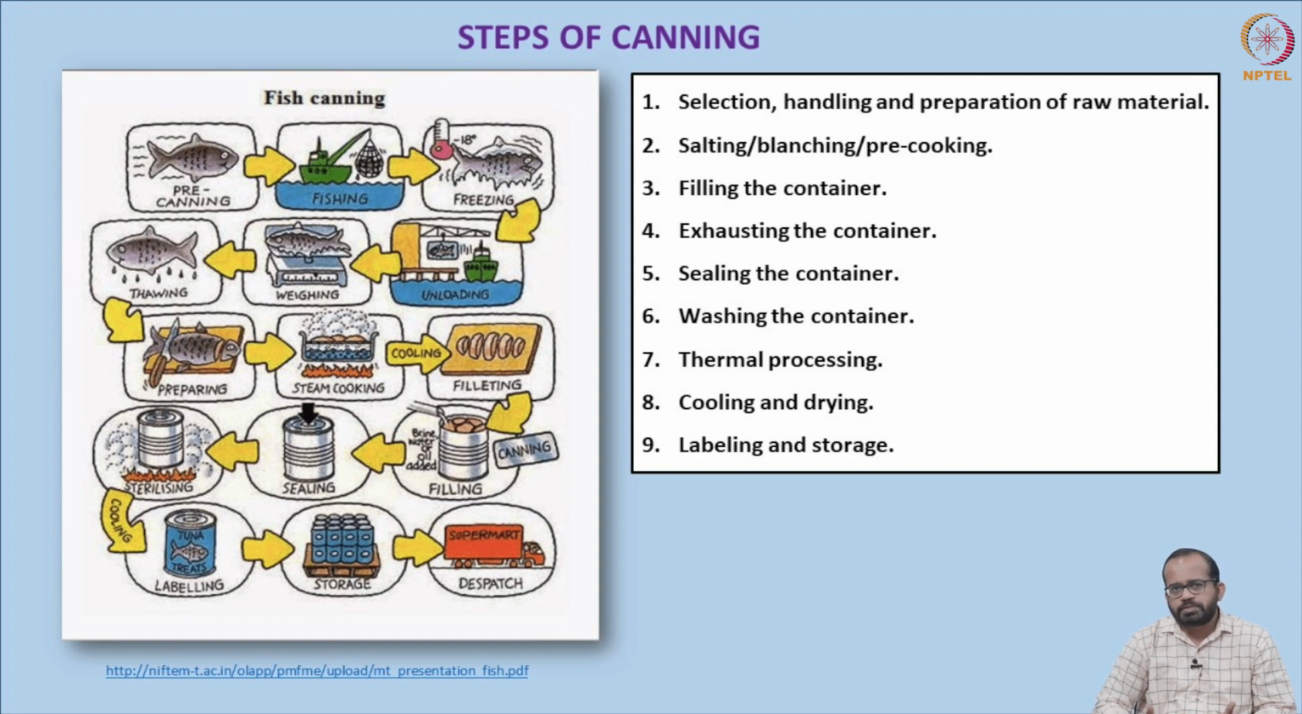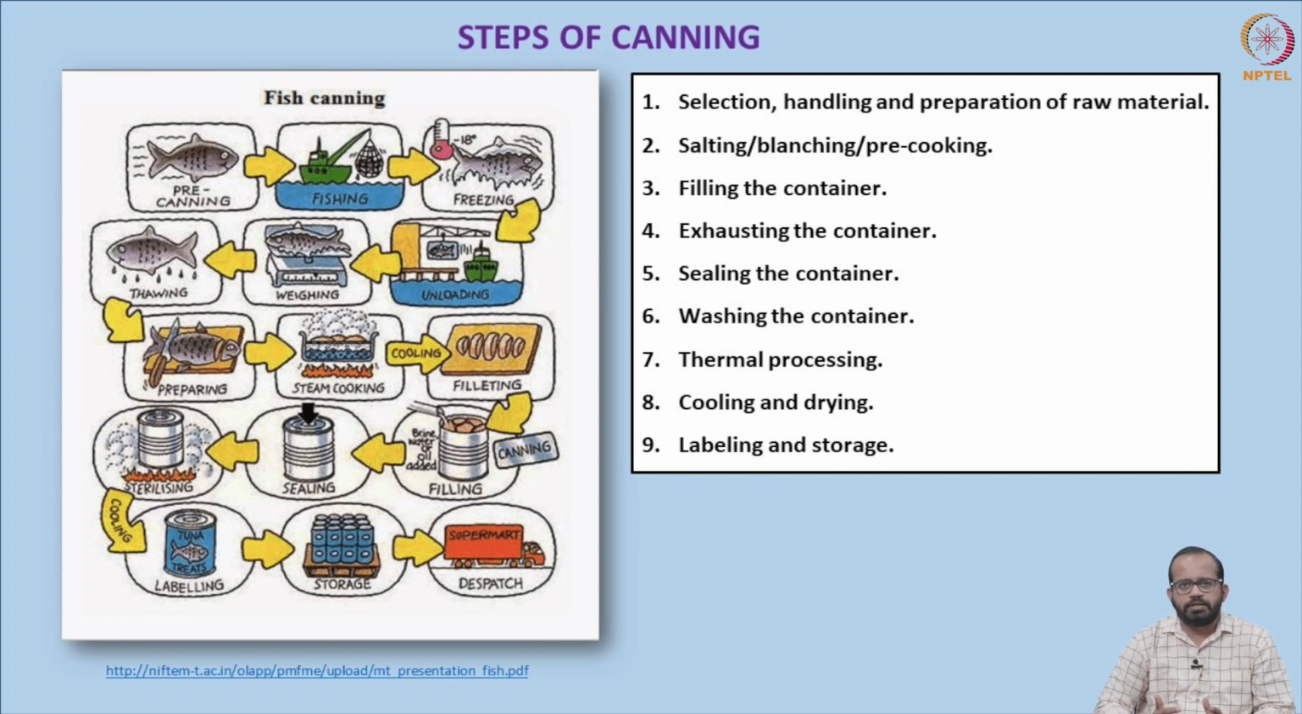Then it will be the pre-processing of the raw material, which is usually either salting, blanching, or pre-cooking, depending on the type of the raw material. The third process will be filling the container. There are standard procedures for filling the container. Then exhausting the container to remove the air. Then sealing the container, either hermetic sealing, double seaming, or thermal sealing or heat sealing, depending on the type of container we are going to use. Then washing the container. Then the thermal processing, the major process, which is heating. Then cooling and drying, and finally labeling and storage.